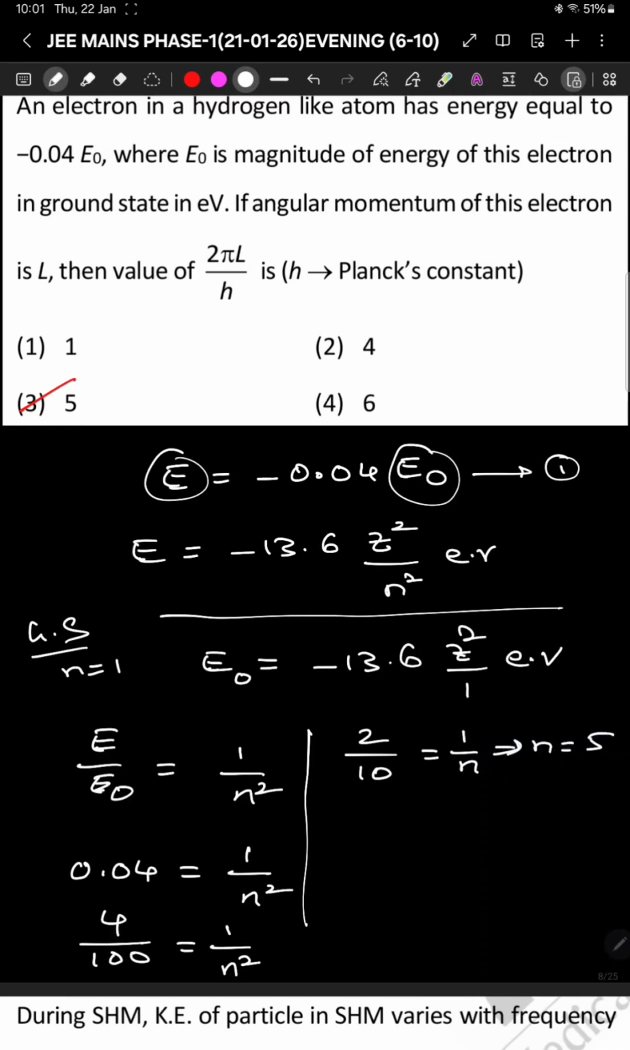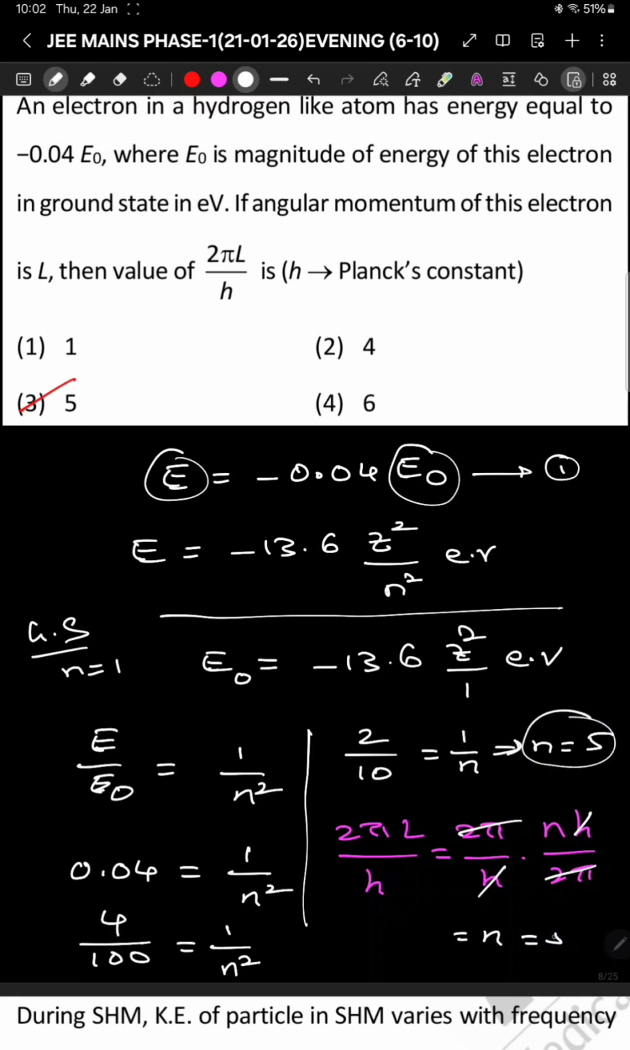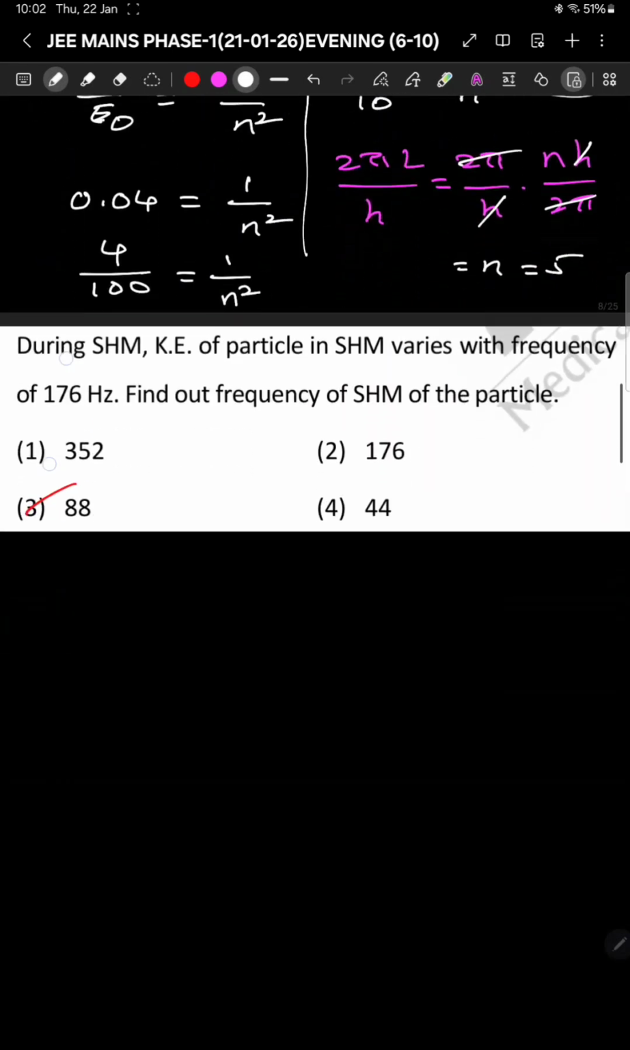But here we are asked to find the 2 pi L by h value. Here L is angular momentum. The angular momentum formula is nh by 2 pi. So in 2 pi L by h, 2 pi cancels, h cancels, and you get simply n. The N value we already got is 5. So that's your answer. Come to the next question.